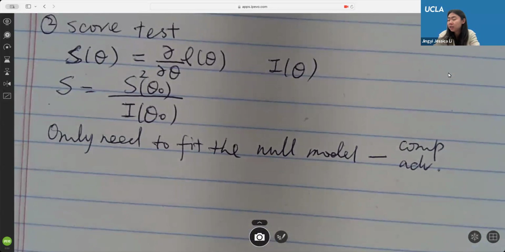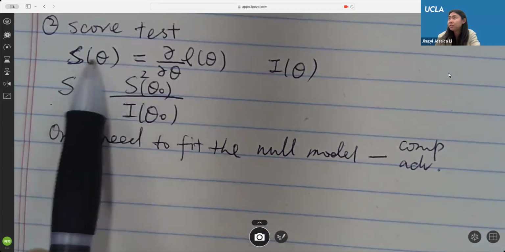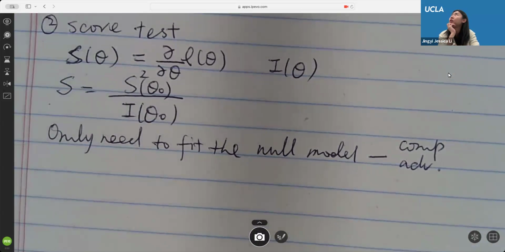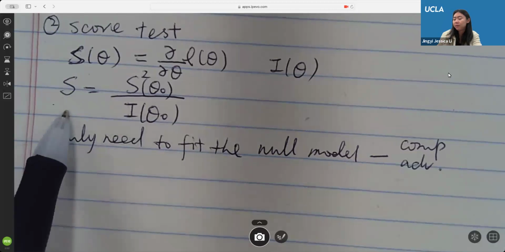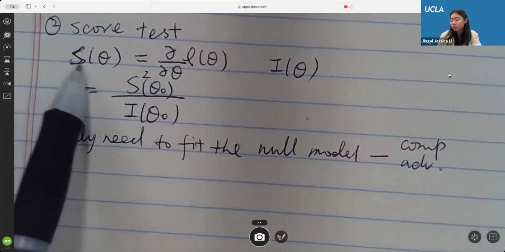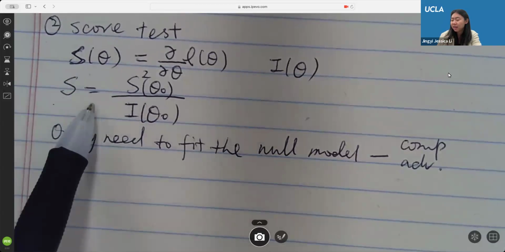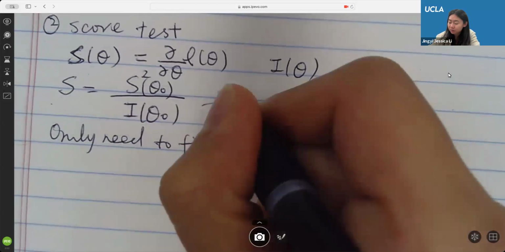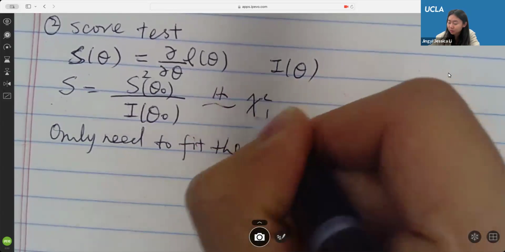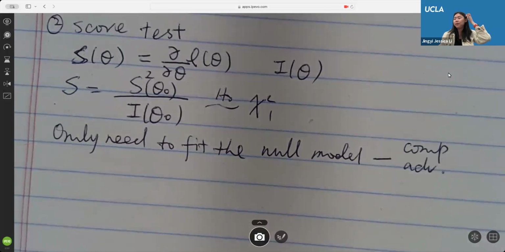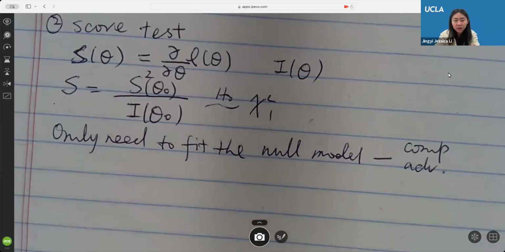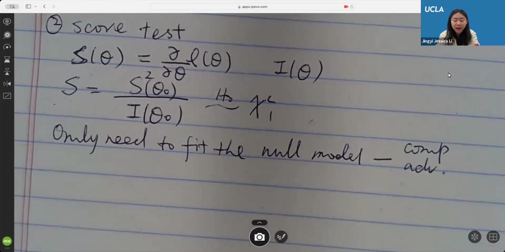Using asymptotics of the score function, which we briefly mentioned but not in great detail in this class, you can easily look up the asymptotics of the score function and the score statistic. We can also show that under the null hypothesis, it is chi-square 1 if theta is one-dimensional. Depending on the dimension of theta, if it's k-dimensional, then it's chi-square k. So that's the advantage: you only need to fit the null model once, which is fast.